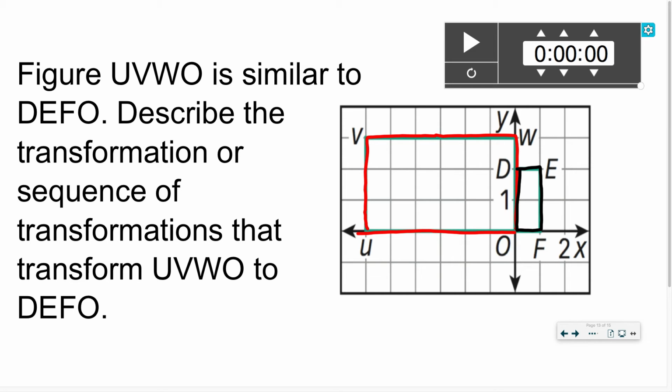So we did something. We went from this U, V, W, from the red figure to the black figure. I want you to identify what transformations you could have done to go from the red figure to the black figure. My first question before you start to figure this out, is there only one transformation you could have done to go from the red to the black? Why no?